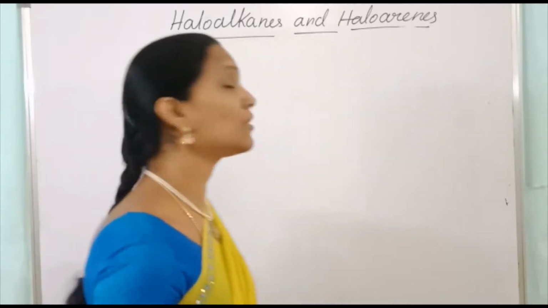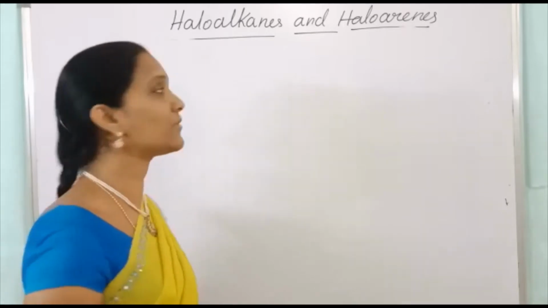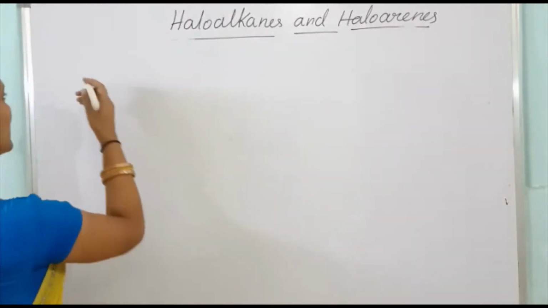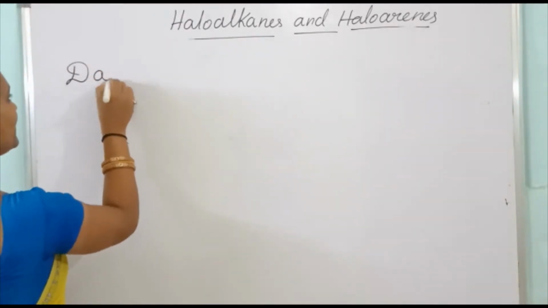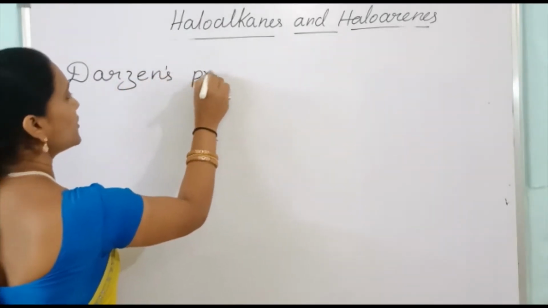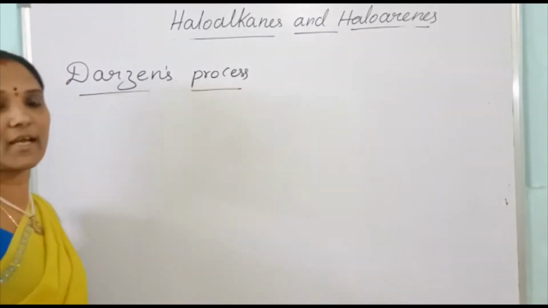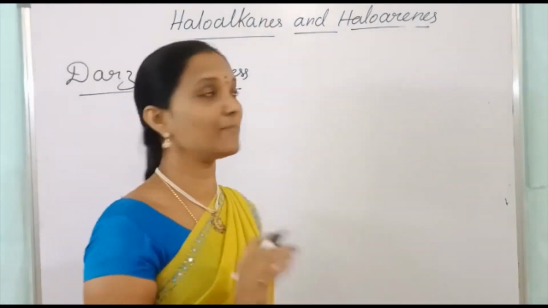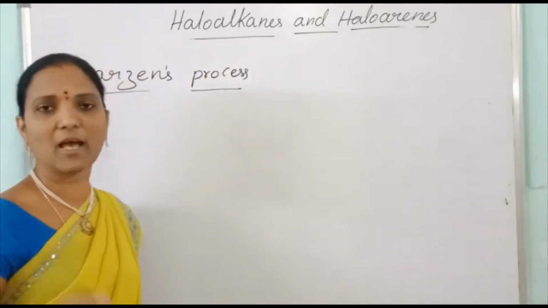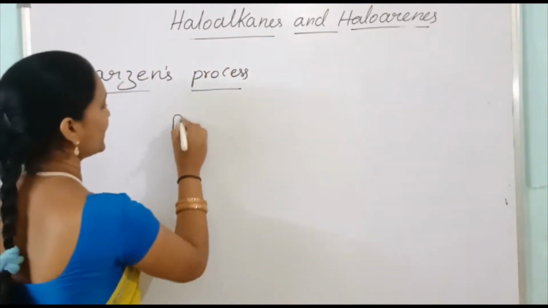So first one is chloroalkanes, alkyl chlorides. What's the best method for the preparation of alkyl chlorides? The process name is Darzens process. Darzens process is the best one for the preparation of alkyl chlorides. Okay, so how to prepare? In the last video we discussed this Darzens process.